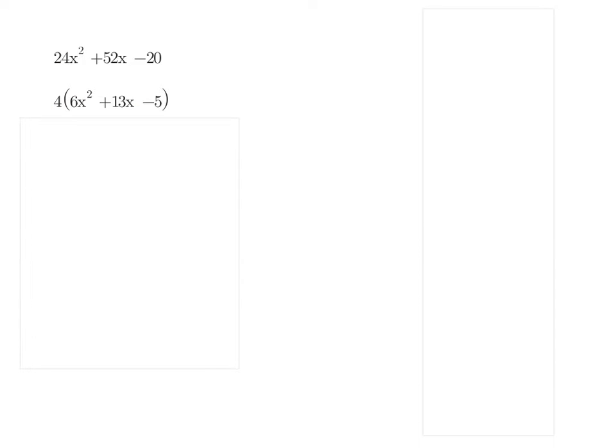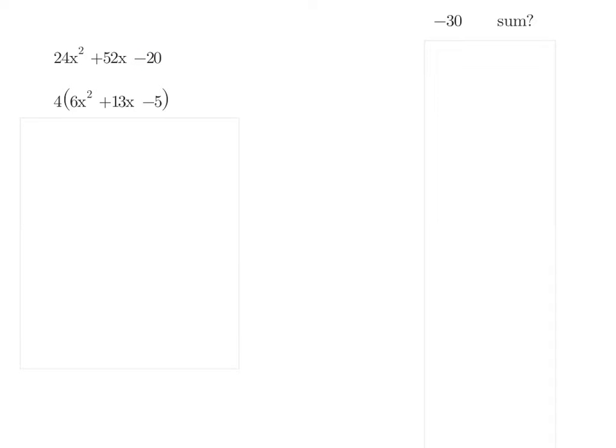So what do we do? We take the a value times the c value, 6 times -5, and we get -30. So what we want to do then is find the factors of -30 that have a sum of this number here, b, because this is ax squared plus bx plus c.